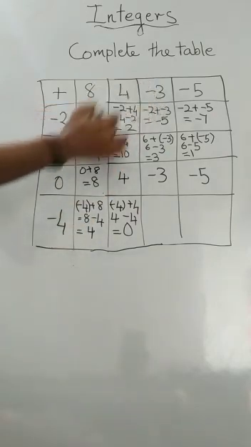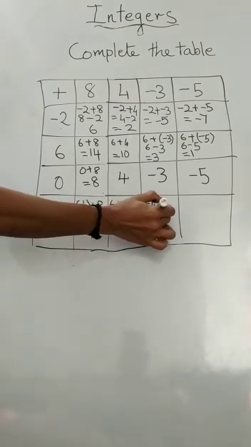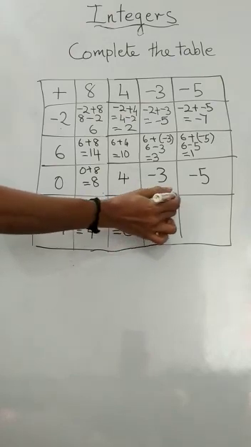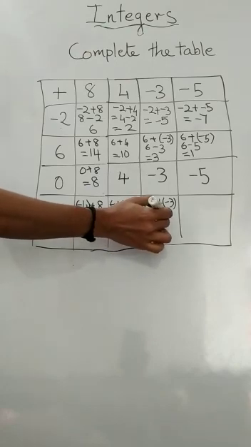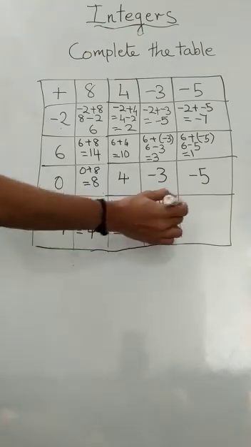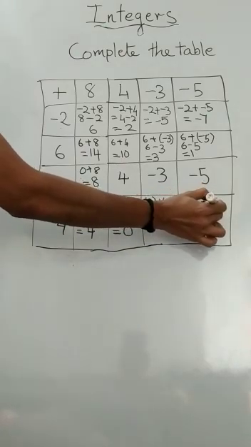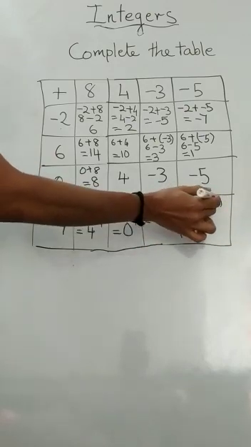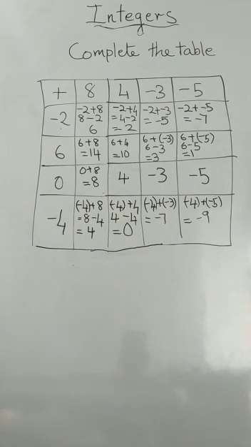Next, minus 4 and minus 3. So, here two negative numbers, right? Minus 4 and minus 3. You will add 4 and 3. What is the answer? 4 plus 3 is 7. And you will put a negative sign. Minus 7. Then, minus 4 plus minus 5. Again, two negative numbers. You will add both. 4 plus 5 is 9 and you will put a negative sign. So you get minus 9. So this is how you complete the table.